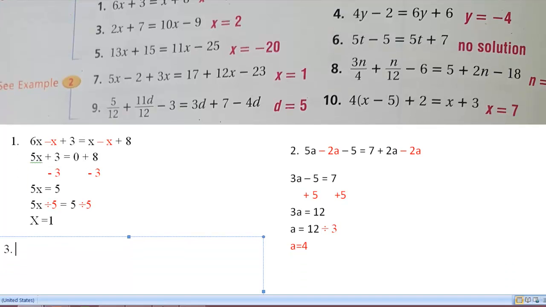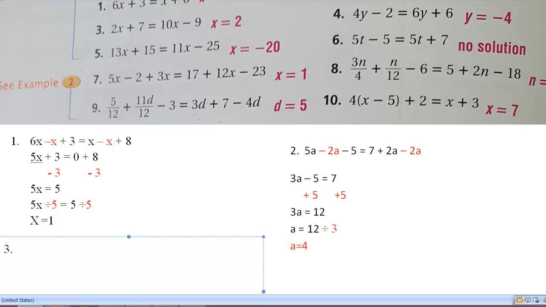2x plus 7 equals 10x minus 9. So I want to remove one of the x terms from either side, because I want the variable to be only on one side. To remove x, this x or this x, it's up to you. You can choose any x you want to remove. Okay? So I will choose to remove the small one, 2x. The 2x here is positive, so I will subtract 2x from both sides.